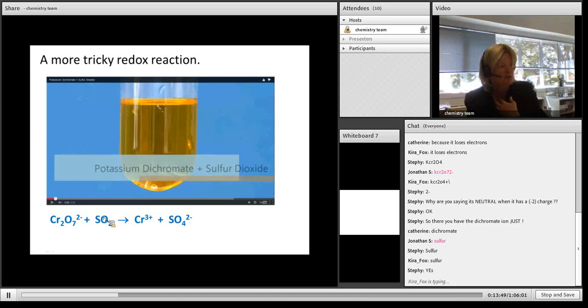And this one has gone from neutral to negative, so it looks as though it's gained electrons. So you think, oh, that's the SO2 must be the oxidant. But it actually is not so. That's why I say it's a tricky one.